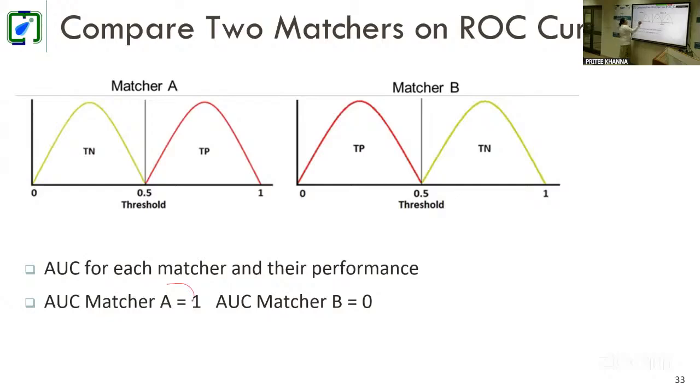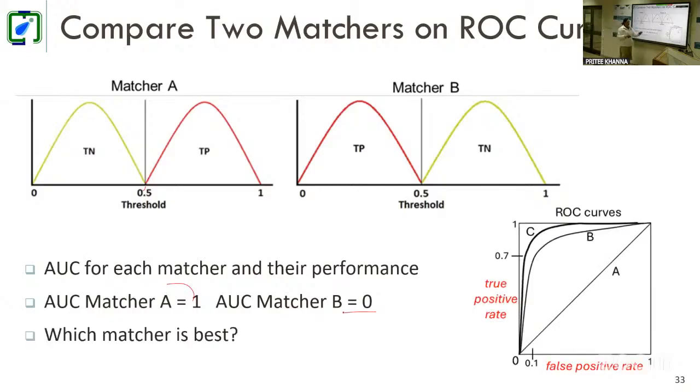Because there is a perfect separation. This is what we want in the perfect situation. So the area under the curve is 1. But if you talk about matcher B, the area under the curve is 0 because they have flipped it. So every imposter will be allowed.